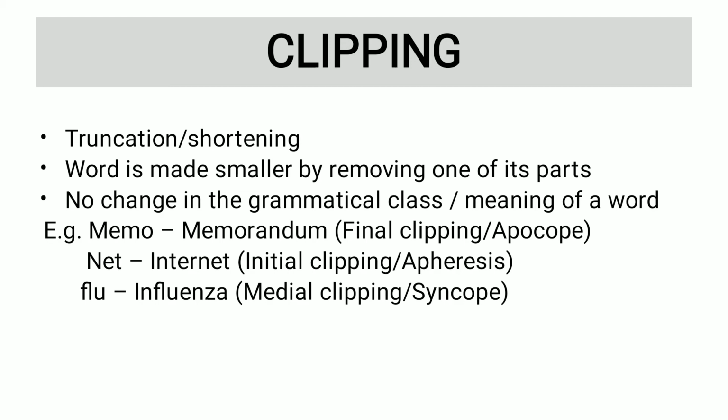Next, we have clipping. In this process of word formation, we clip the words, we make them smaller. This process is also known as truncation or shortening. Here, a word is made smaller by removing one of its parts. For example, either we remove the initial part or the medial or the final part. So one of these parts is clipped and a new word is derived.